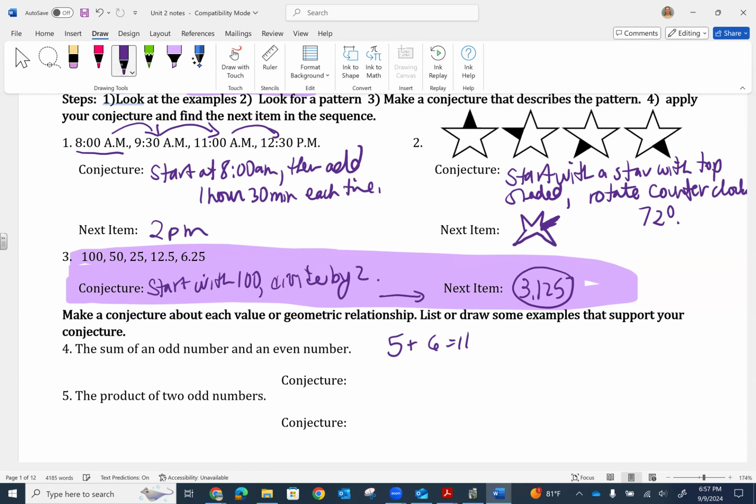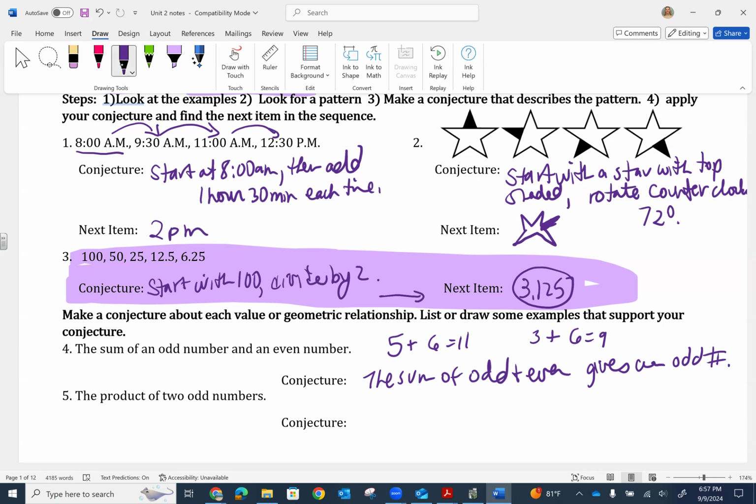Let's try it again and see what else happens. Say an odd number would be 3, and add an even number to it, 6. That makes 9. Well, it looks like we're getting an odd number. So the sum of odd and even gives an odd number. You're making a conjecture. We're not proving it. We're just saying what we notice.